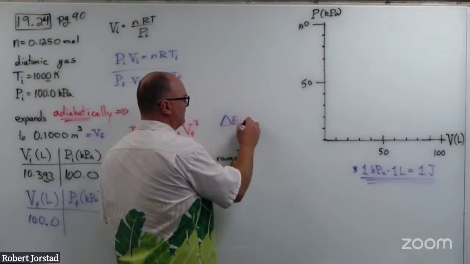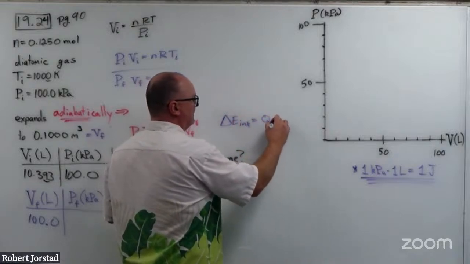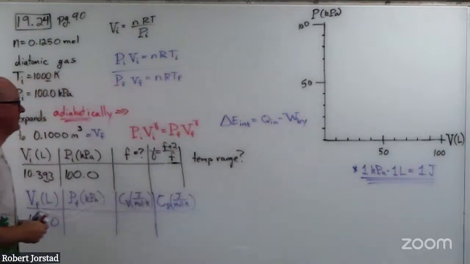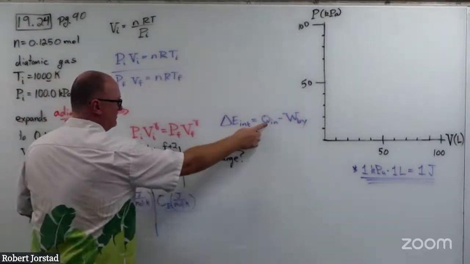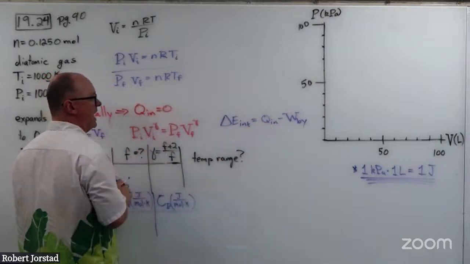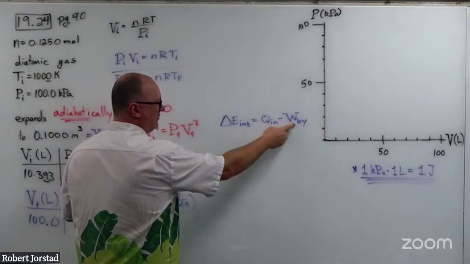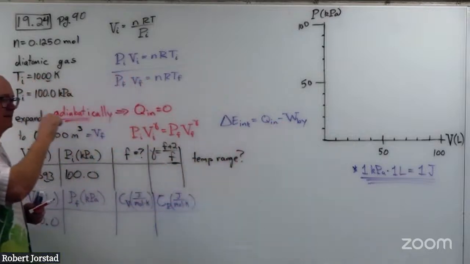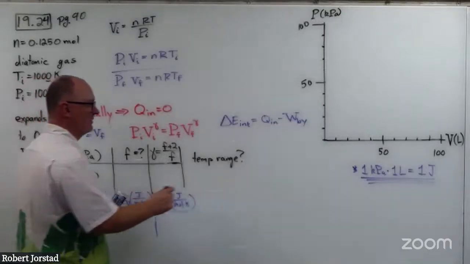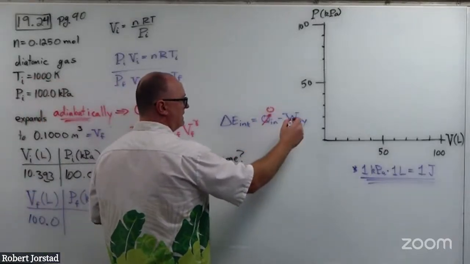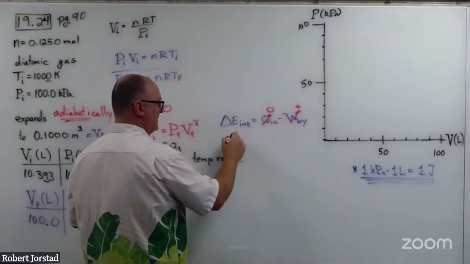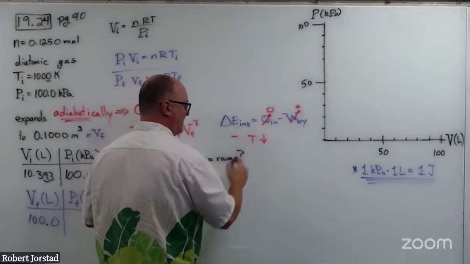Delta E internal equals Q in minus work by. Aha! I've got it! I know that there's no Q in because it's adiabatic. I know that the gas is doing positive work, so E internal should go down. That means temperature should go down, right? If this is 0 and this is positive, negative of a positive, this should be negative. That means temperature should go down.